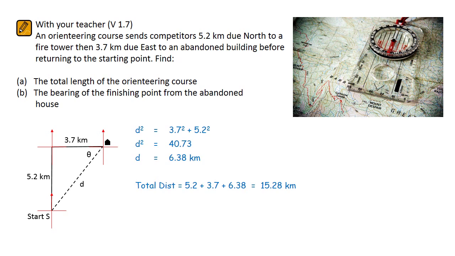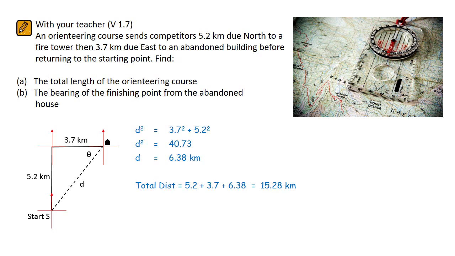The second part of the question asks us to work out the bearing of the finishing point from the abandoned house. And that means if you're standing at the abandoned house, what direction would you head to get to the finishing line? We're going to need to find out theta in the diagram. We're going to do that.